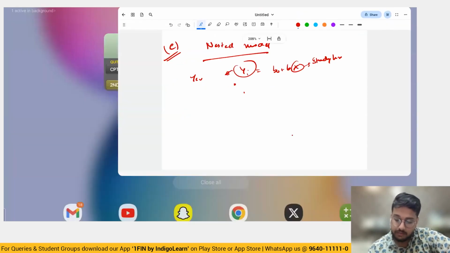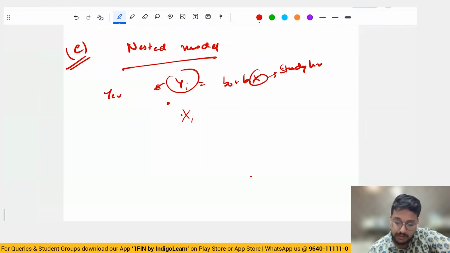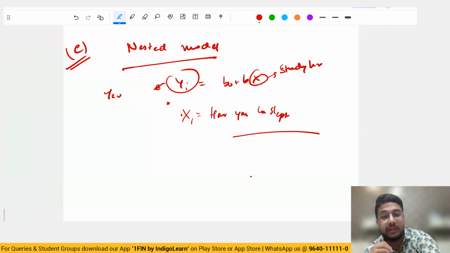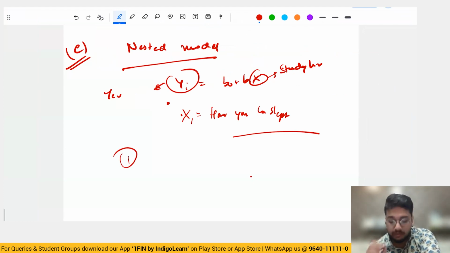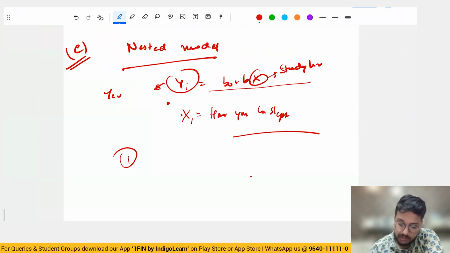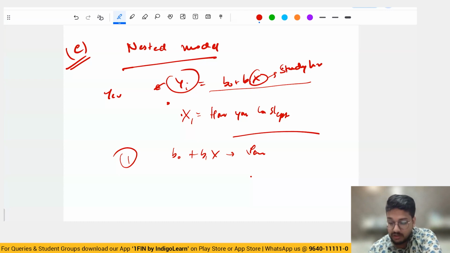He says, Jeremiah, add one more factor called, let's say, hours you have slept. If you had a good sleep, that's a good indicator. If you have a bad sleep, that means there's some issue. So do one thing. Let's build one model which is called the restricted model. The restricted model shall have only the one variable which you have used till now, which is B0 plus B1 X1, which is the model that Jeremiah has built initially. That is the restricted model.